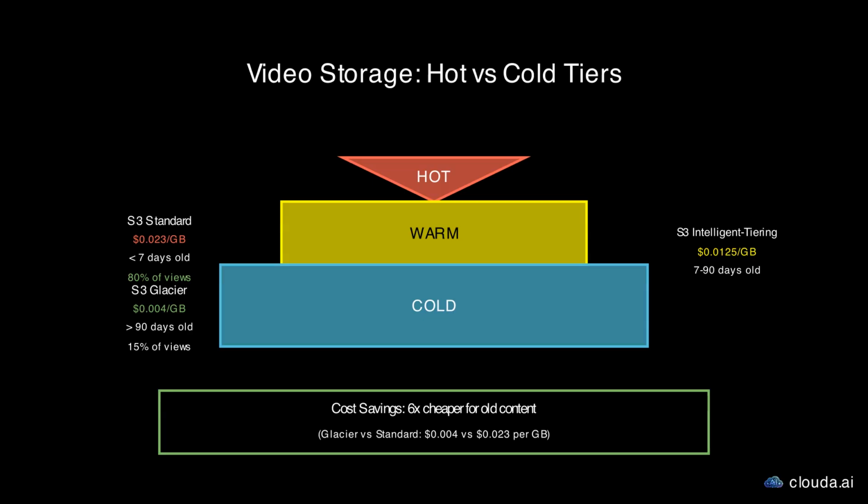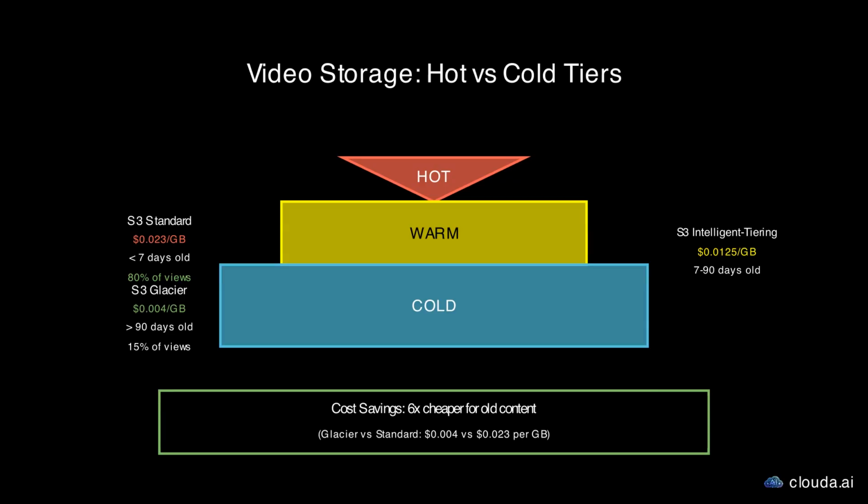The middle warm tier uses S3 intelligent tiering at $0.0125 per gigabyte, automatically moving videos between access tiers. This holds content 7 to 90 days old with moderate viewership. At the bottom is cold storage using S3 Glacier at just $0.004 per gigabyte, 6 times cheaper than hot storage. This holds videos over 90 days old, which get only 15% of views.